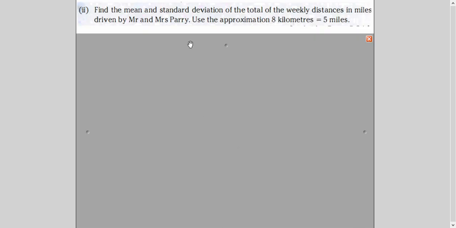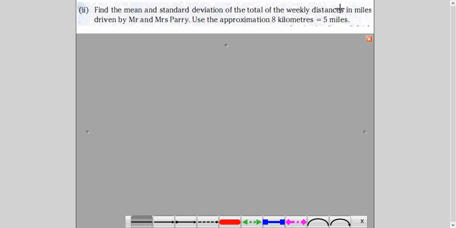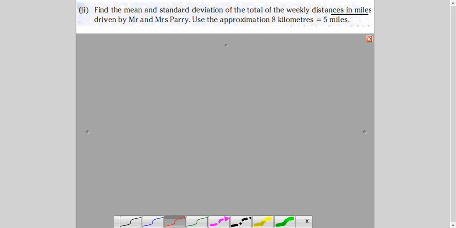Now, second part of the question, find the mean and standard deviation. In the first part of the question, it was saying find the probability. Now it is saying find the mean and standard deviation of the total of weekly distance covered by Mr. and Mrs. Perry in miles. Now, this is very interesting. So you have to find out their mean and standard deviation in terms of miles for the total distance covered by Mr. and Mrs. Perry. In the question, everything is given in kilometers. So the relation is given to you here.